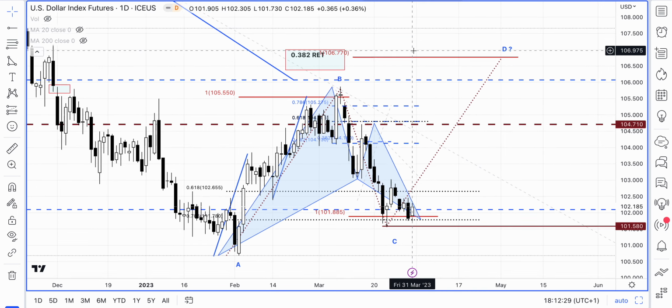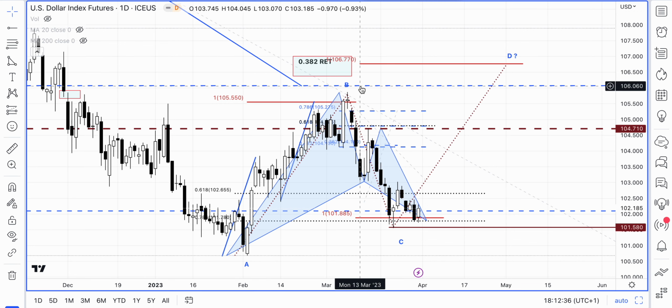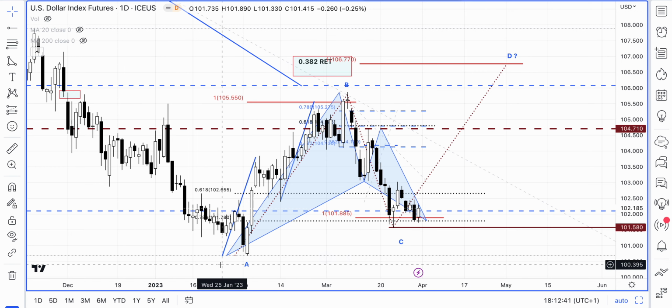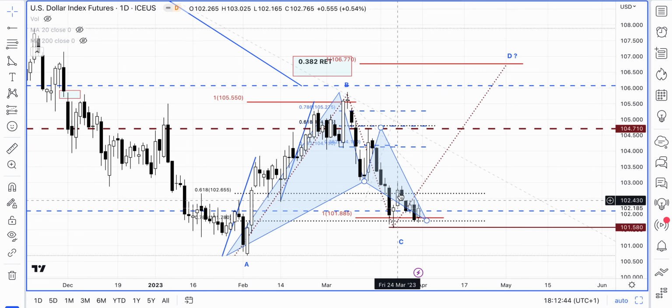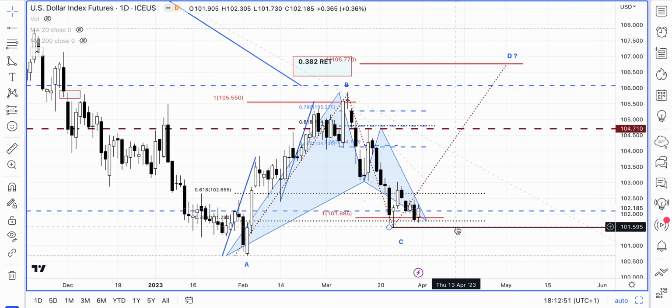So guys, what we are looking at is the daily chart of the US dollar index futures. And here, if you recall from our video which we had done last week covering Forex, we were looking at this pattern formation in this triangle here, and we were anticipating for the dollar to get stronger because of the pattern formation and the key Fibonacci level of 78.6% retracement coming around 102, and also the ABCD pattern formation.